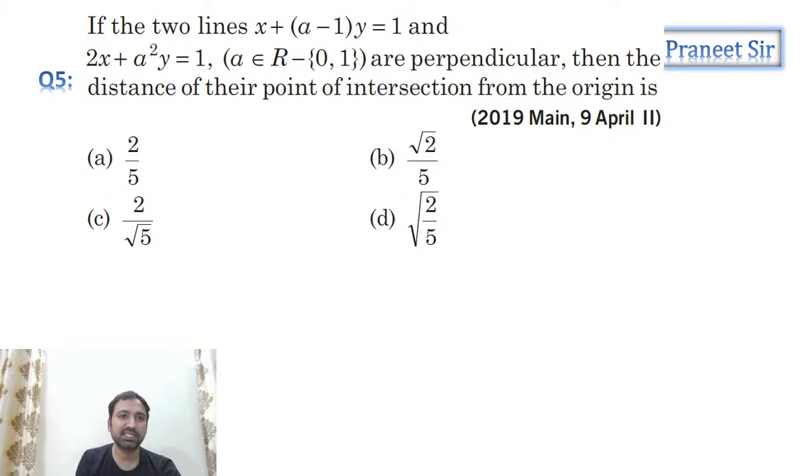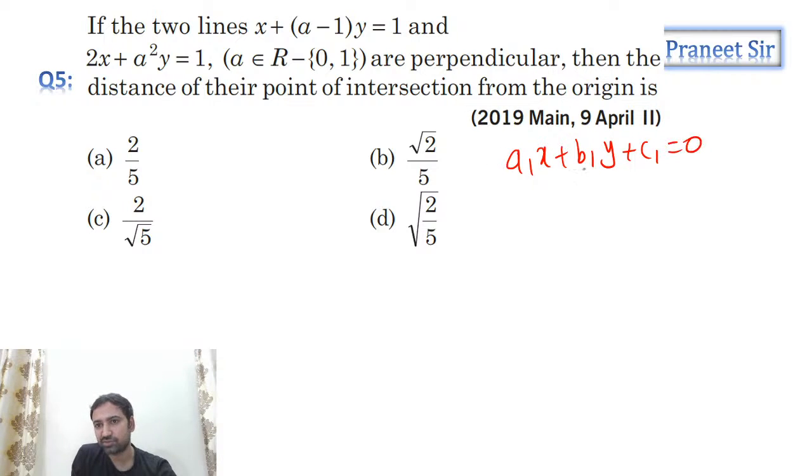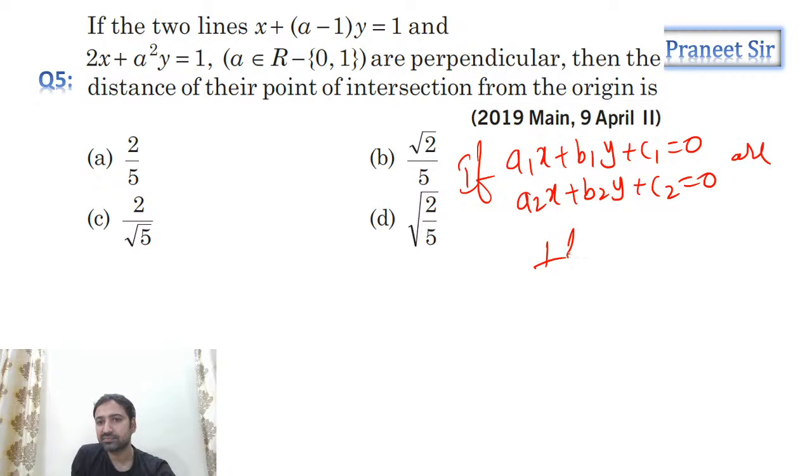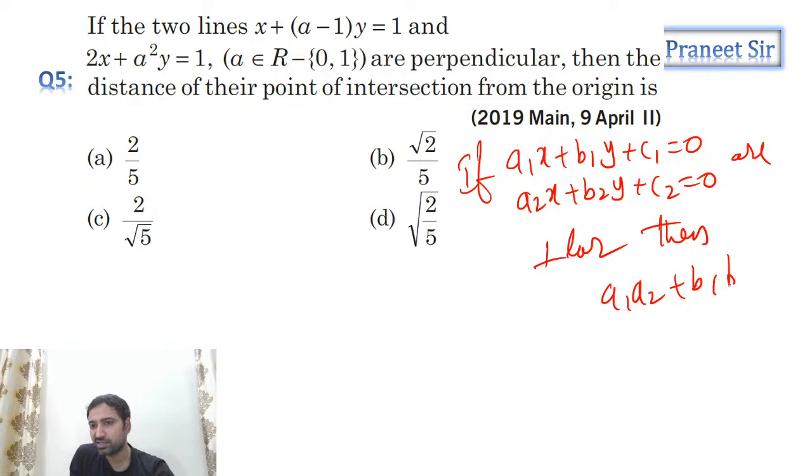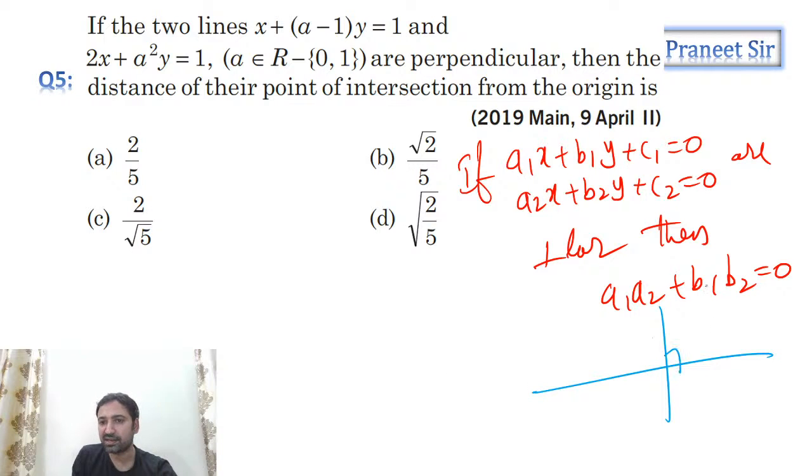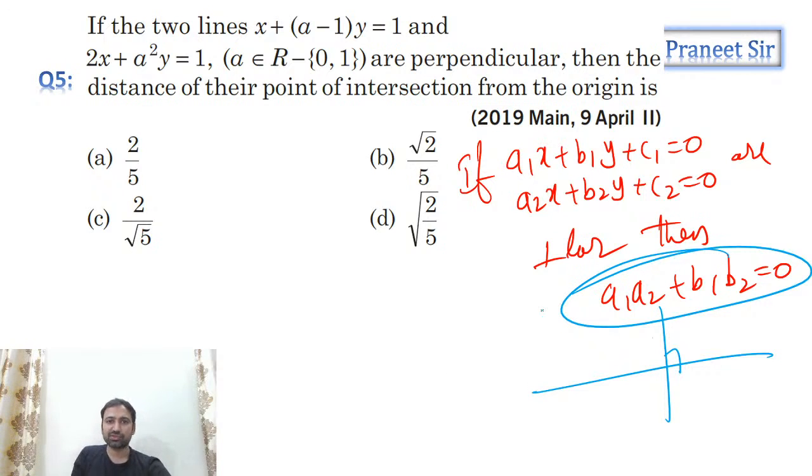See, if two lines a1x + b1y + c1 = 0 and a2x + b2y + c2 = 0 are perpendicular, then the condition is a1a2 + b1b2 = 0. This is the condition that two lines are perpendicular. Instead of applying m1m2 = −1, if you apply a1a2 + b1b2 = 0, then we'll get the answer easily. Clear now?